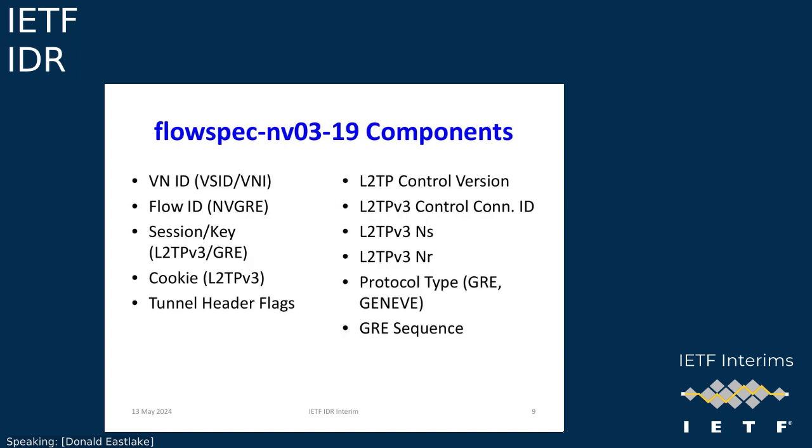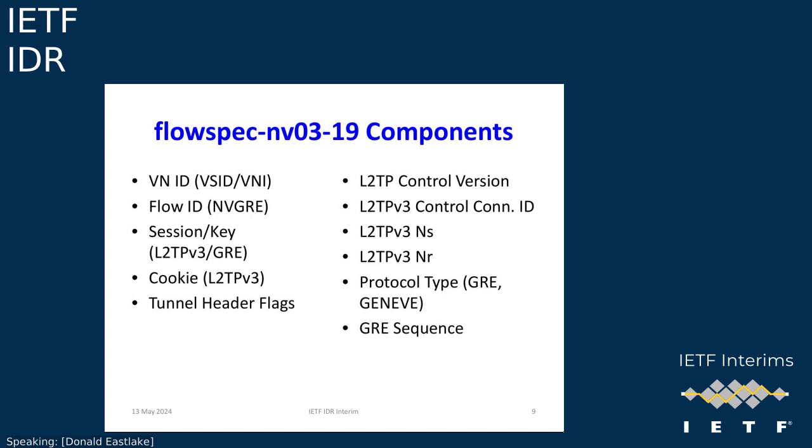So these are the components it defines, which are all for matching headers. And in some cases, the component is applicable to more than one tunneling type, if they're the same sort of thing. Like basically the first thing there, VNID, is variously called VSID or VNI, depending on whether you're using VXLAN or whatever. And basically it's the tenant ID. In some cases I've annotated these as to which tunnel type they apply to.